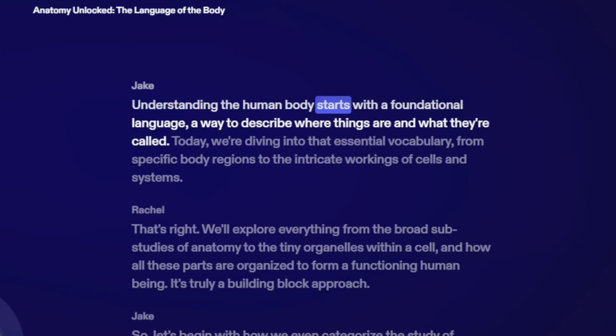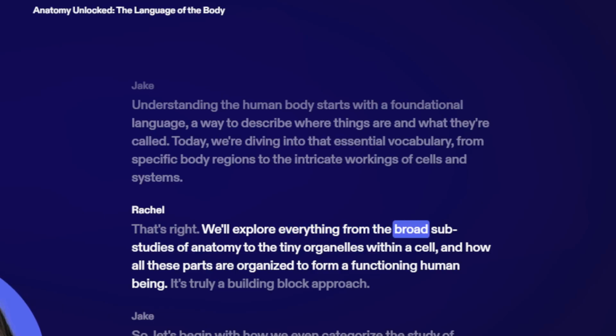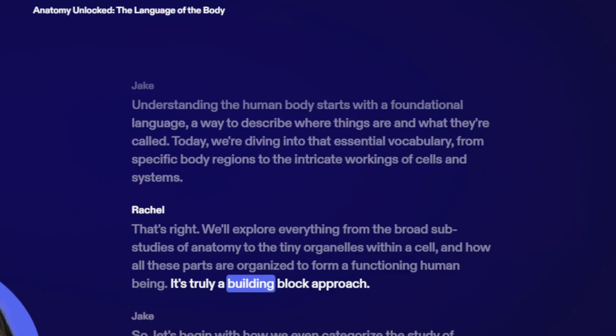Understanding the human body starts with a foundational language, a way to describe where things are and what they're called. Today, we're diving into that essential vocabulary, from specific body regions to the intricate workings of cells and systems. That's right. We'll explore everything from the broad substudies of anatomy to the tiny organelles within a cell, and how all these parts are organized to form a functioning human being. It's truly a building block approach.